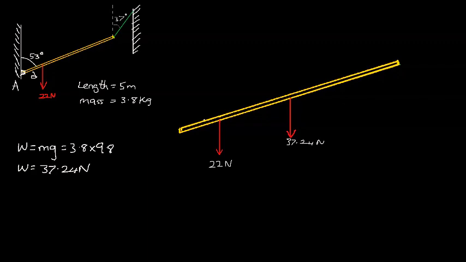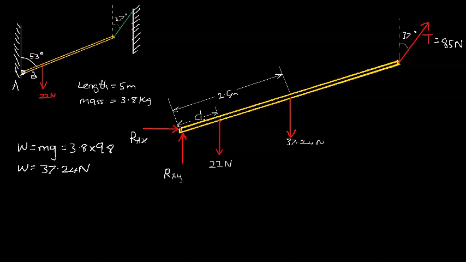Next, we have the tension from the cord acting at the other end, inclined at an angle of 37 degrees from the vertical. We know that when the 22 Newton force acts at a distance d, the tension is equal to 85 Newton. Lastly, we have the reaction force at the hinge. Again, I'll represent it as its horizontal and vertical components, RAX and RAY. Now that we've represented all the forces on our beam, we can use our equilibrium equations to determine the unknowns.